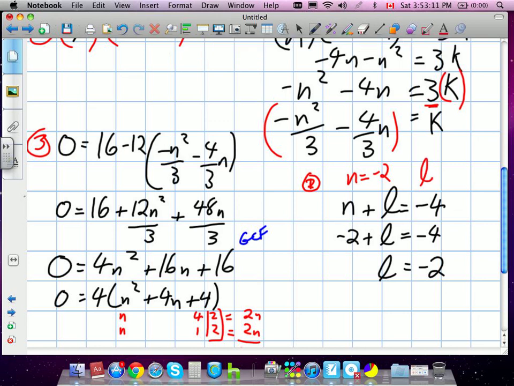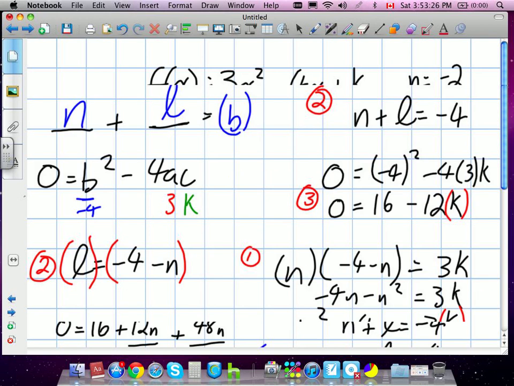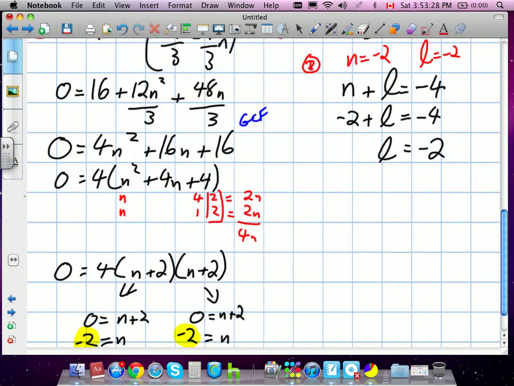Negative 4 plus 2, which is just negative 2 again. So look at that. N and L end up being the exact same answer. L is negative 2. Jump up one more time. Our formula 1 has an n involved, an L involved, and a k. And k is the goal, finding out what k is.